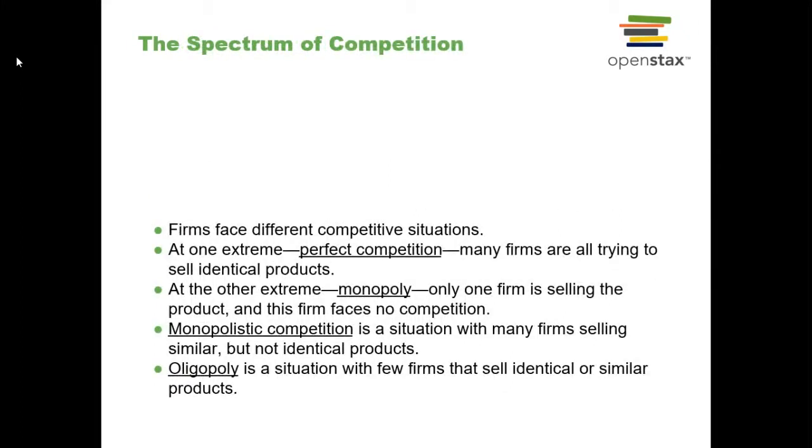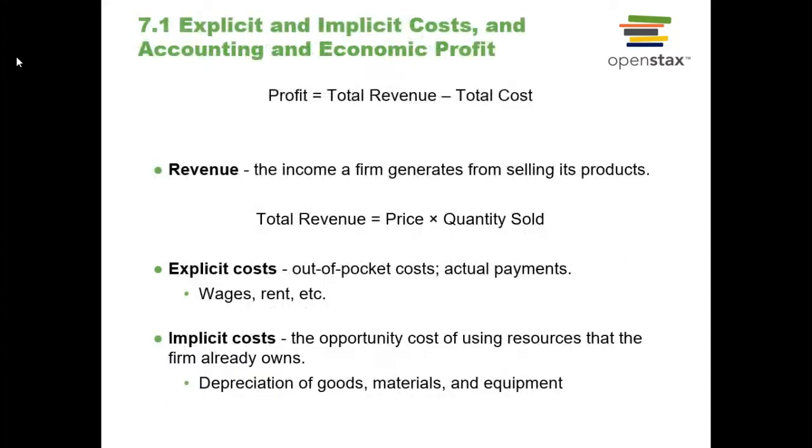So firms face many different kinds of competitive situations. And we're going to go into more detail this next week when we talk about the structure of competition. But the basic outline is we have either perfect competition, which is many firms. At the other end of the extreme is a monopoly, which is only one firm. And then we can have monopolistic competition and oligopoly. We're going to talk more about those next week, so we'll not worry about them right now.